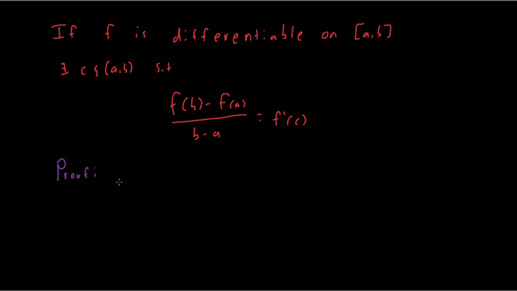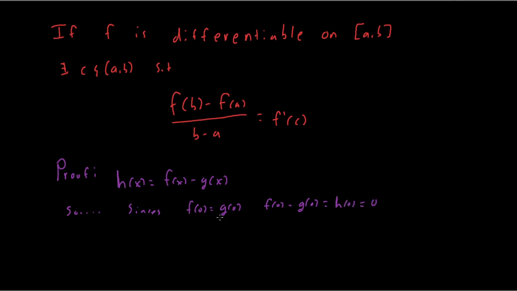And the first thing I'm going to do is define a function h of x, which is just going to be equal to f of x minus g of x. So this implies that, since f of 0 is equal to g of 0, f of 0 minus g of 0, which is just equal to h of 0, is also equal to 0. And all I did was just subtract g of 0 on both sides of this equation right here.